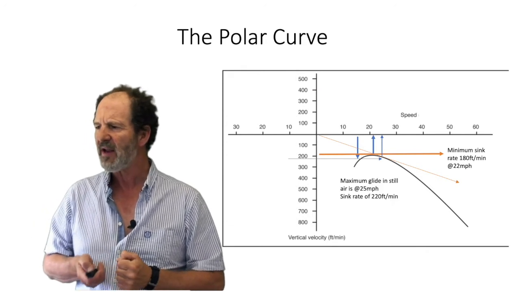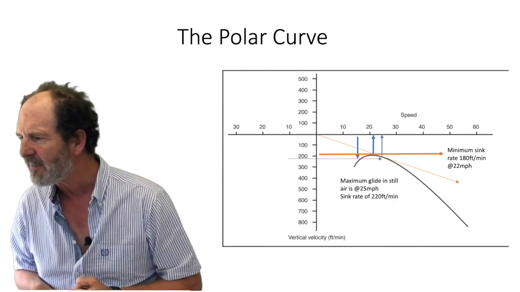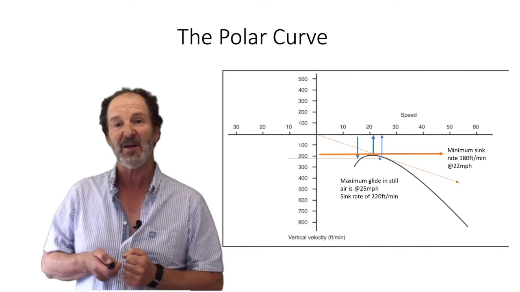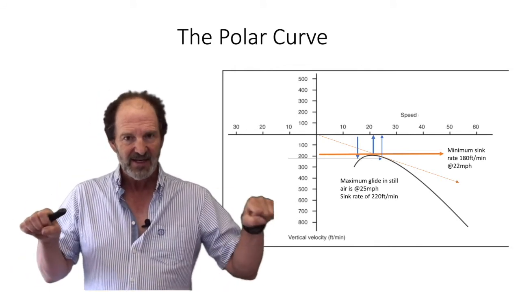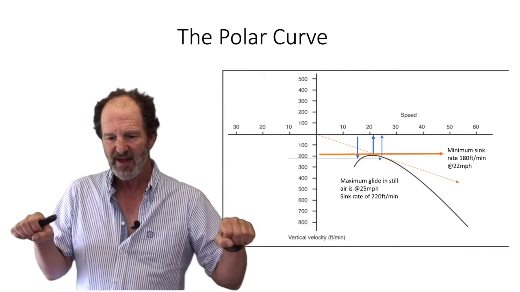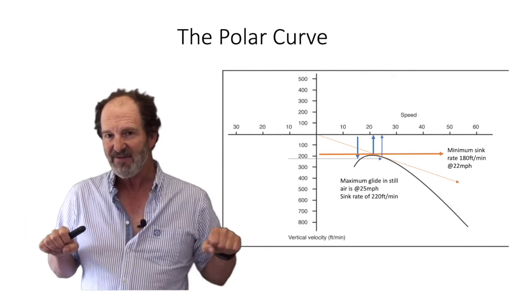And on this one here, I've plotted it in, so it's at about 25 miles an hour, so a little bit faster. So it's worth knowing that your minimum sink is at sort of 20, 21, something like that, but your best glide is a little bit faster.